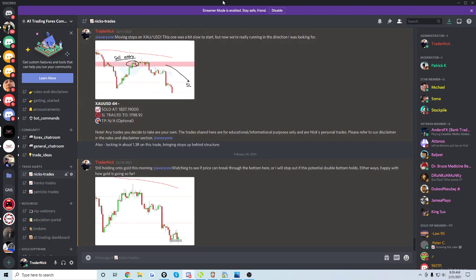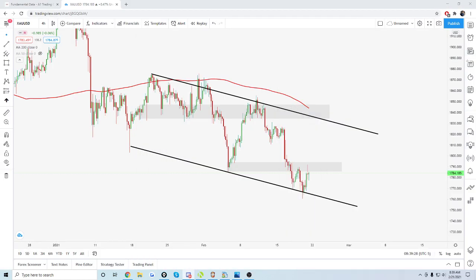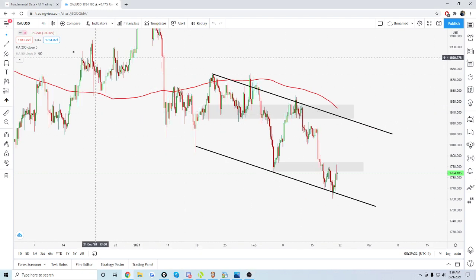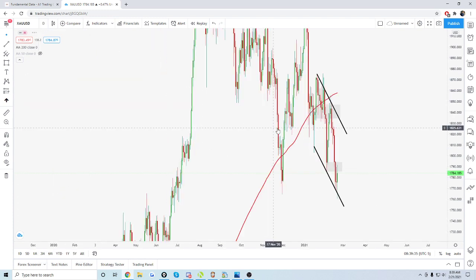Again, this is also just kind of an inside look at a trade alert that I shared inside of the group. But the overall idea there with gold is that we broke the daily chart, the 200-day moving average.